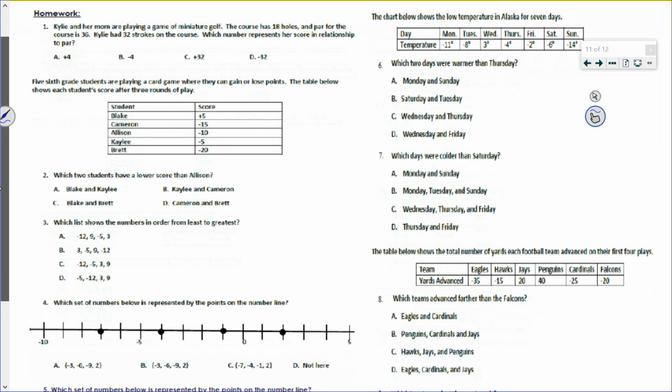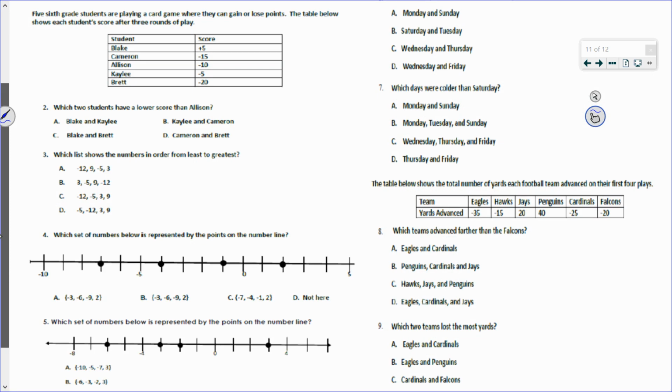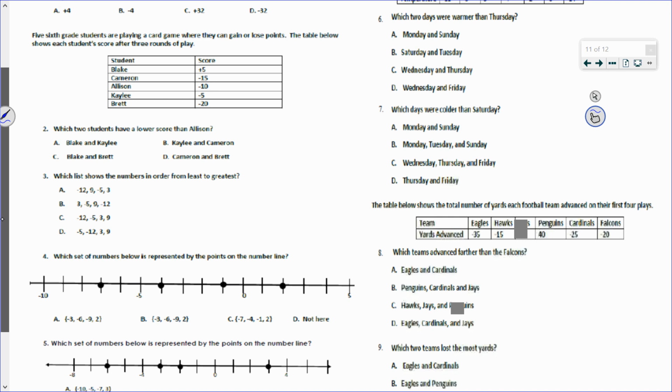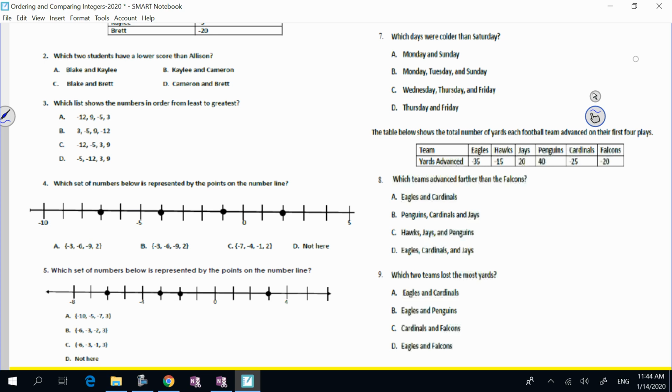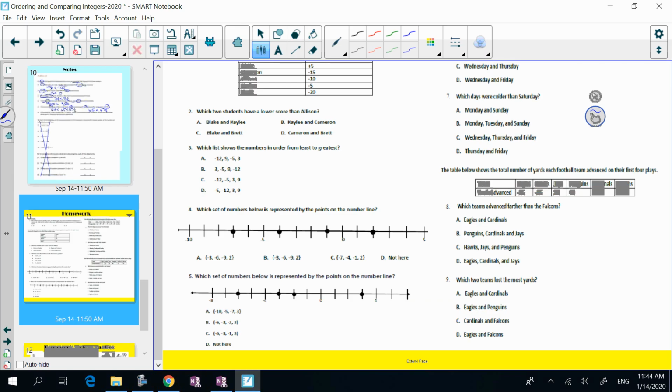Guys, here's your homework. You can tell, multiple choice. Should be relatively easy. 9 problems, not hard. The last part might take you a little longer, but it shouldn't be bad. Pages 8, 9, and 10.